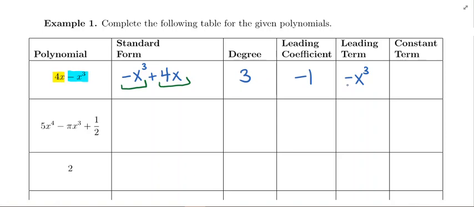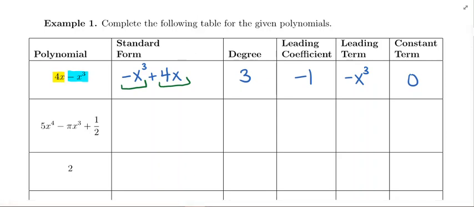Finally, let's write down the constant term. There isn't one because both of these terms have an x. So you can just write 0, I guess, because essentially this is plus 0. So I would accept none, or if you wanted to write 0, that's fine as well.